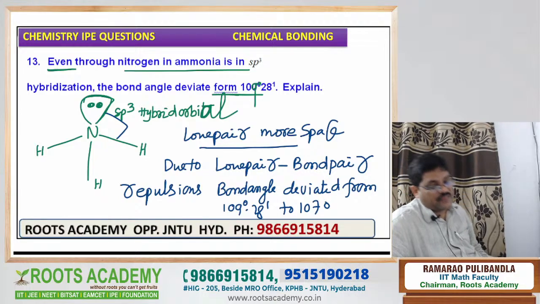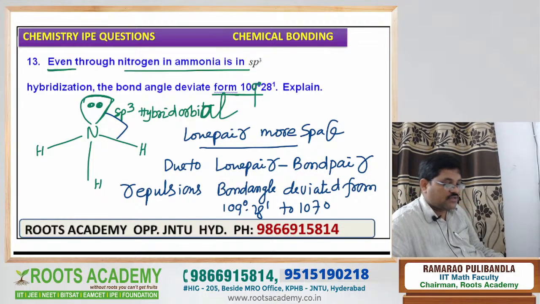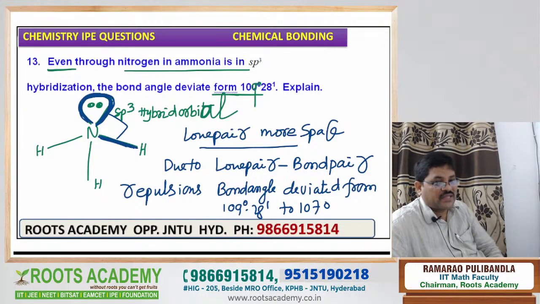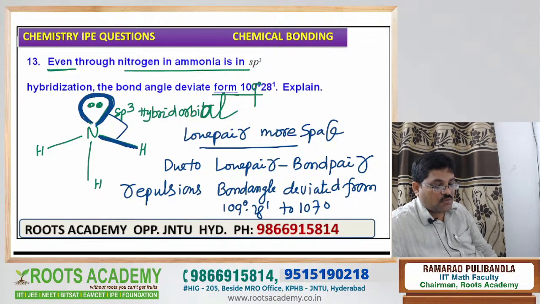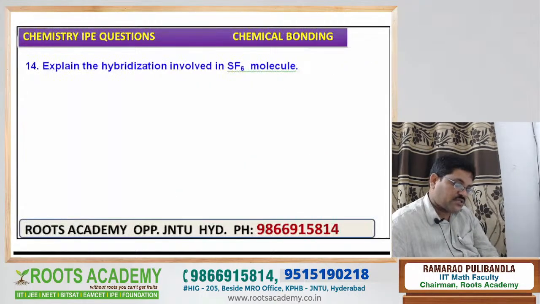Simple logic. Repeat the logic once again. So in the ammonia molecule, one of the sp3 hybrid orbitals has a lone pair. Now the lone pair occupies the most space due to lone pair bond pair repulsions. So the bond angle deviates from 109 degrees 28 minutes to 107 degrees. Simple logic. Now the provision in the logic, and go to the next question.